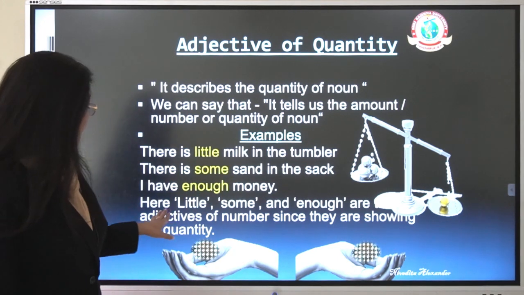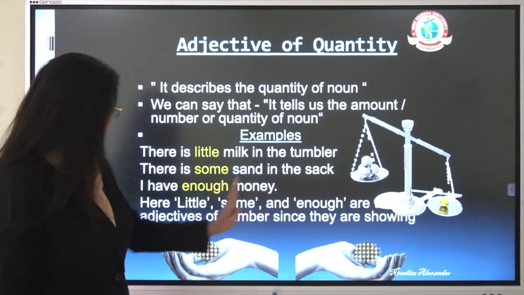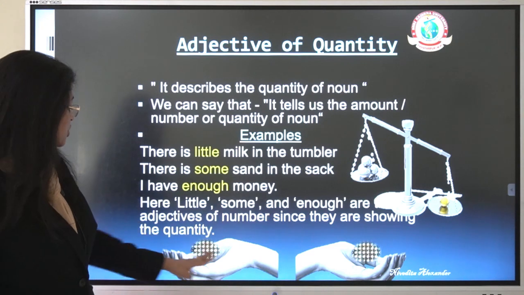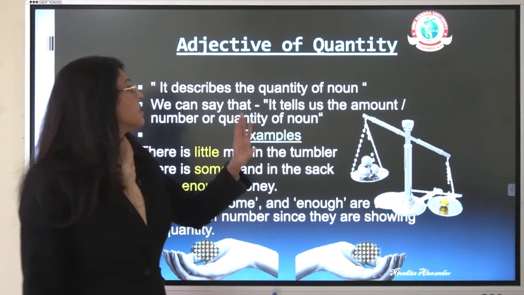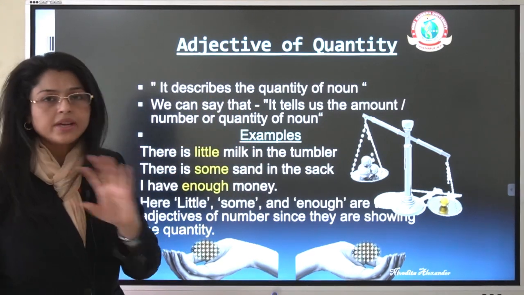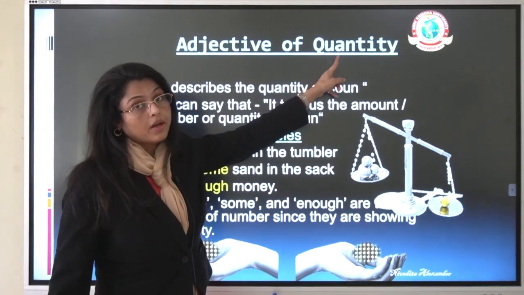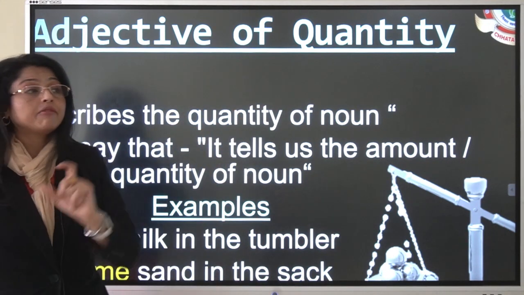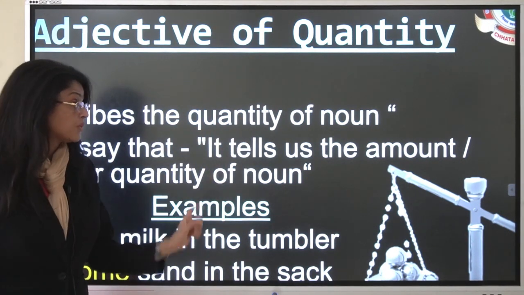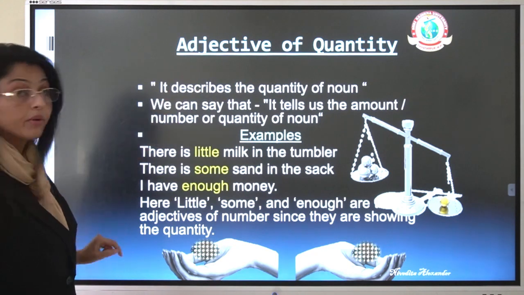Okay. Here little, some and enough are the adjectives of quantity since they are showing the quantity. Clear? So it's very important, it's very easy, you just have to understand the meaning of this particular word. So it will be very clear for you to figure out in a sentence which is a particular adjective here. Okay.